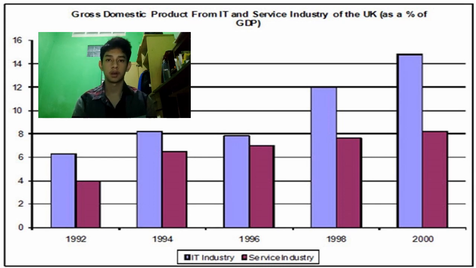In the meantime, provision of services contributed to the total amount of gross domestic product of the UK at a percentage of 4% in 1992, witnessing a gradual but sustainable increase over these years, reaching two-fold of its previous figure, 8% in 2000.